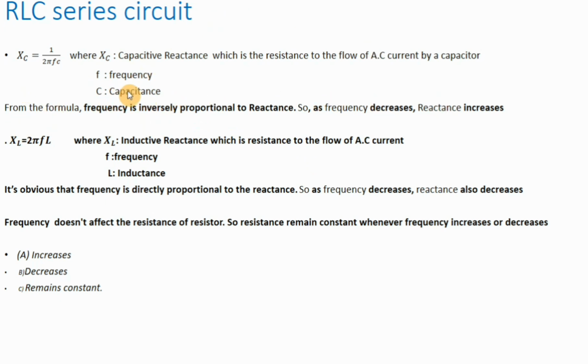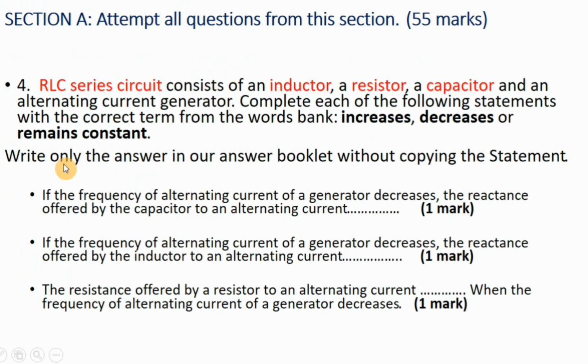Let's go back to the statement and see what it means. It is saying that if the frequency of the alternating current generator decreases, the frequency is decreasing. The reactance offered by the capacitor, this is capacitive reactance, to an alternating current. So are we going to put increase, decrease, or remain constant?